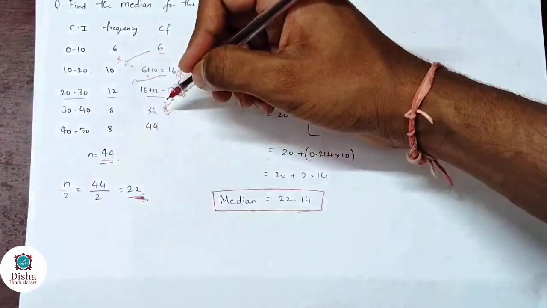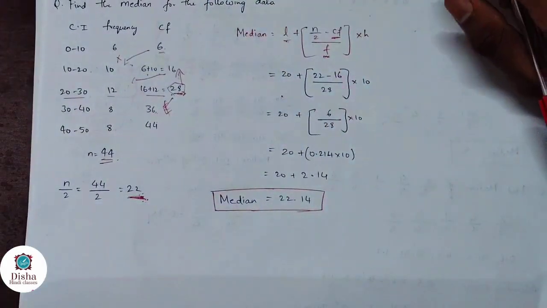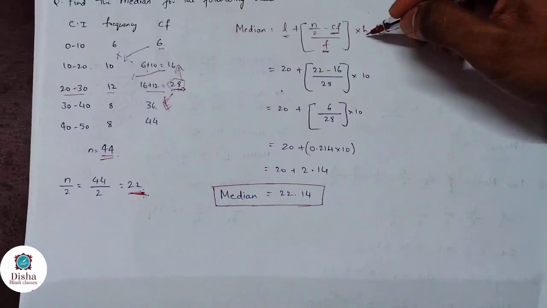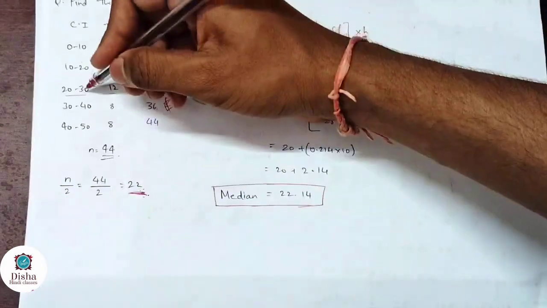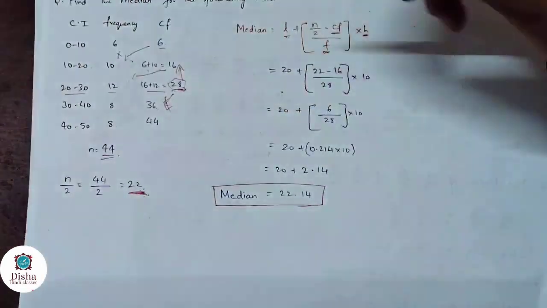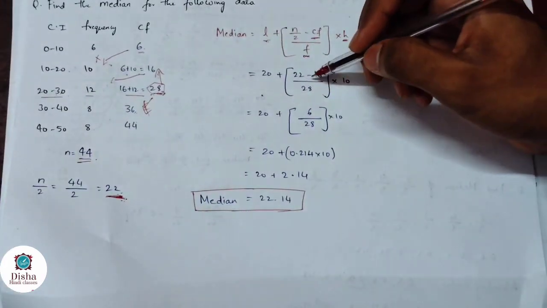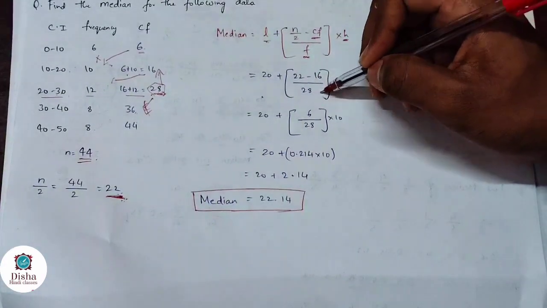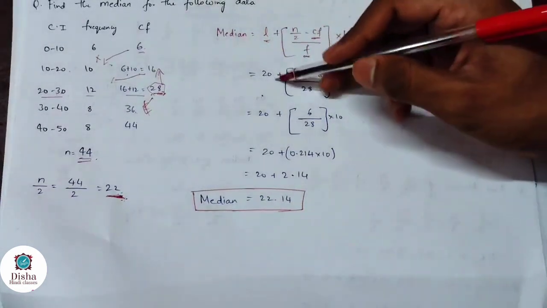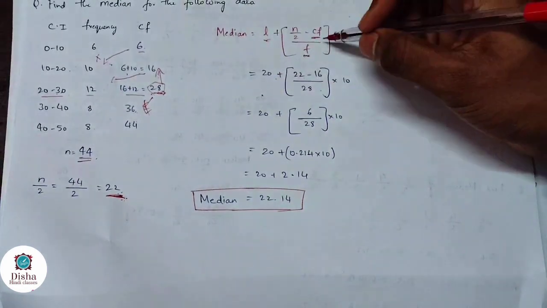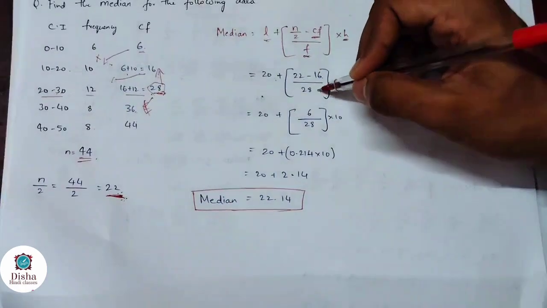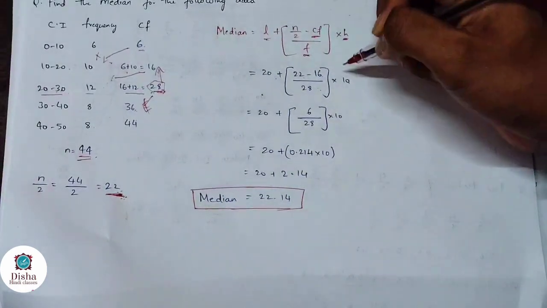So the succeeding class is not required in the median, it is required in the mode. So we have height here. What is height? Height is 10, 30 minus 20 equals 10. So substituting the values in the formula, we get 20 plus (22 minus 16) divided by 28, into 10. L is 20, n by 2 is 22, CF is 16, frequency is 28, and height is 10.